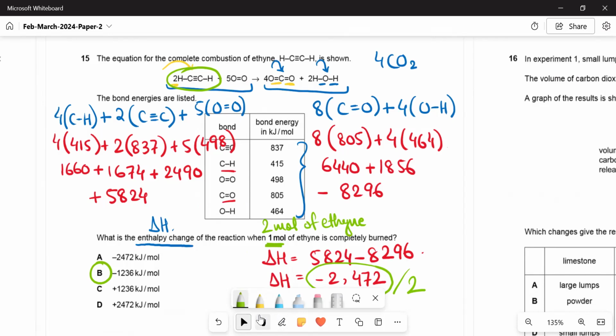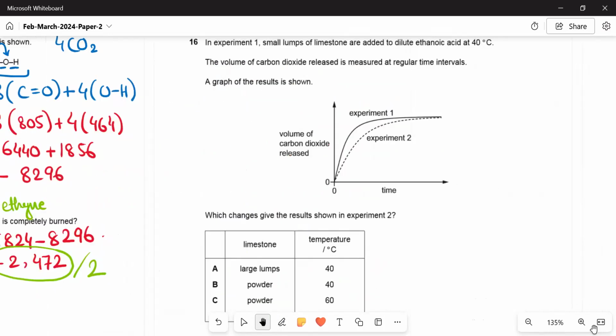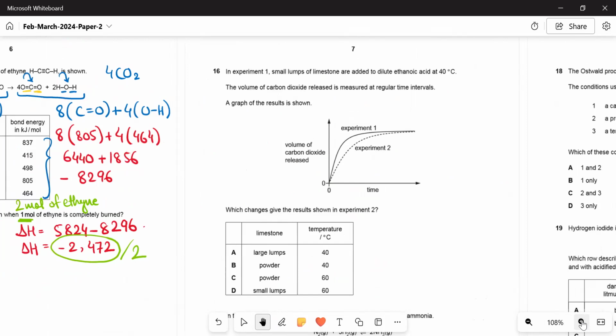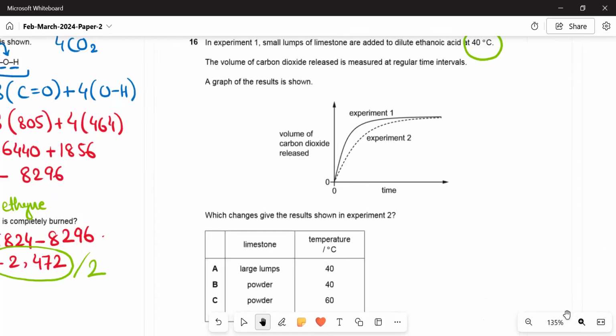Now let's go to question number 16. Question number 16 is, in experiment 1, small lumps of limestone are added to dilute ethanoic acid at 40 degrees Celsius. The volume of carbon dioxide released is measured at regular time intervals. The graph of the result is shown.